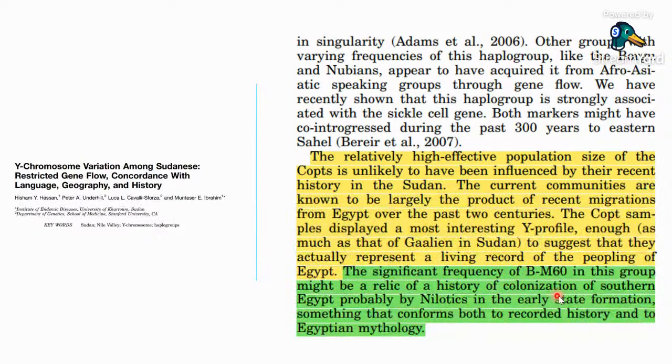All right, so even the Copts have haplogroup BM60. And again, this is just letting us know that in turn, these people will be related to these ancient Hamitic peoples in East and West Africa. We know if haplogroup BM60 was found amongst these people, we can say that this is indeed a Hamitic group, especially with them claiming to be descendants of Mizraim or Egypt. All right, so let me continue on.